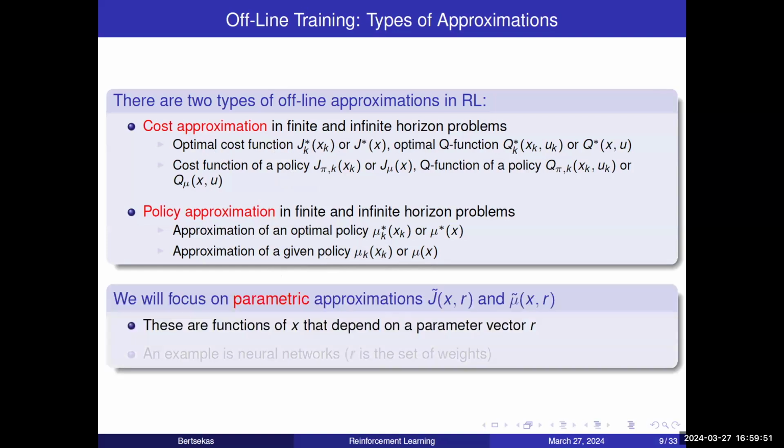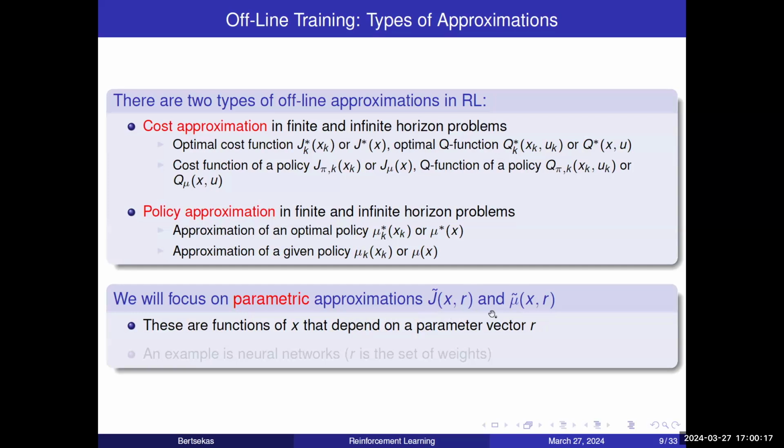So we need to turn to certain cost function or certain policy to approximate. And in particular, we will focus on parametric approximation architectures, whereby either the cost function approximation or policy approximation is parametrized by some parameter r, and in the context of neural network, this would be referred to as weights.